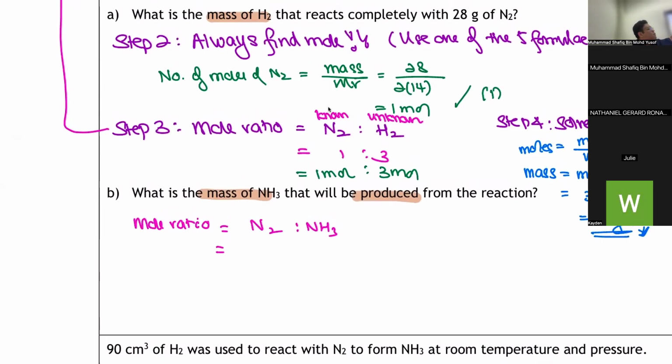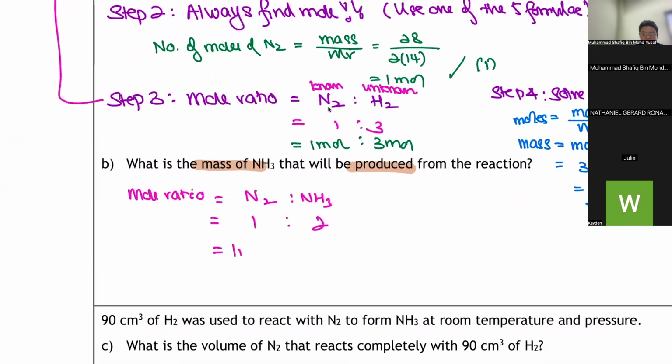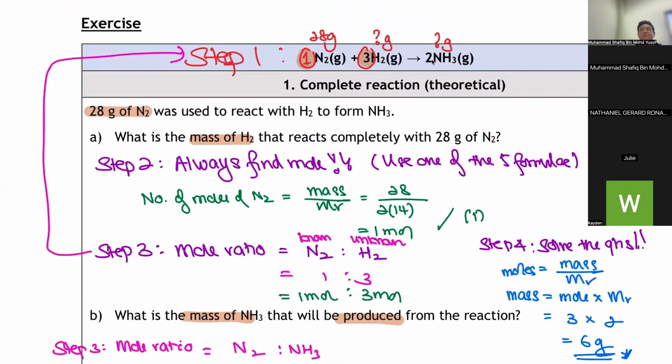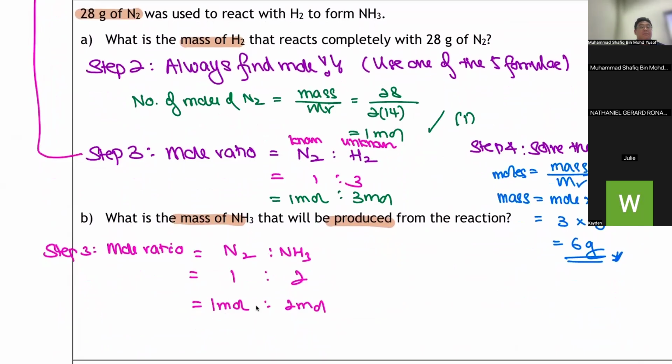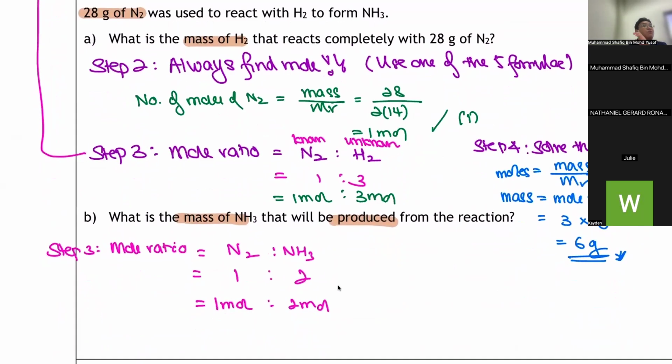So what you have here is 1 mole of nitrogen. So anyway, what's the ratio? Sorry, the nitrogen to ammonia is 1:2. If you look at the equation, nitrogen is 1, ammonia is 2. Since I know nitrogen is 1 mole, this one must be 2 moles at the end of the day. For mole ratio, always look at your equation. Then from there, I can do the multiplication 1 times 2, and that will give you the mole of ammonia.